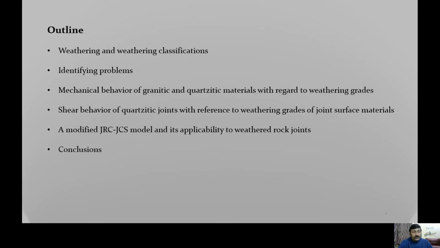So this is the outline of my talk. I'll talk about weathering and weathering classifications, which will be followed by identification of the problems. Then I'll speak on mechanical behavior of granitic and quartzitic materials with regard to weathering rates. This would be followed by shear behavior of quartzitic joints with reference to weathering rates of joint surface materials. And then I'll be talking about a modified JRC-JCS model and its applicability to weathered rock joints. And finally, I'll mention the salient findings.